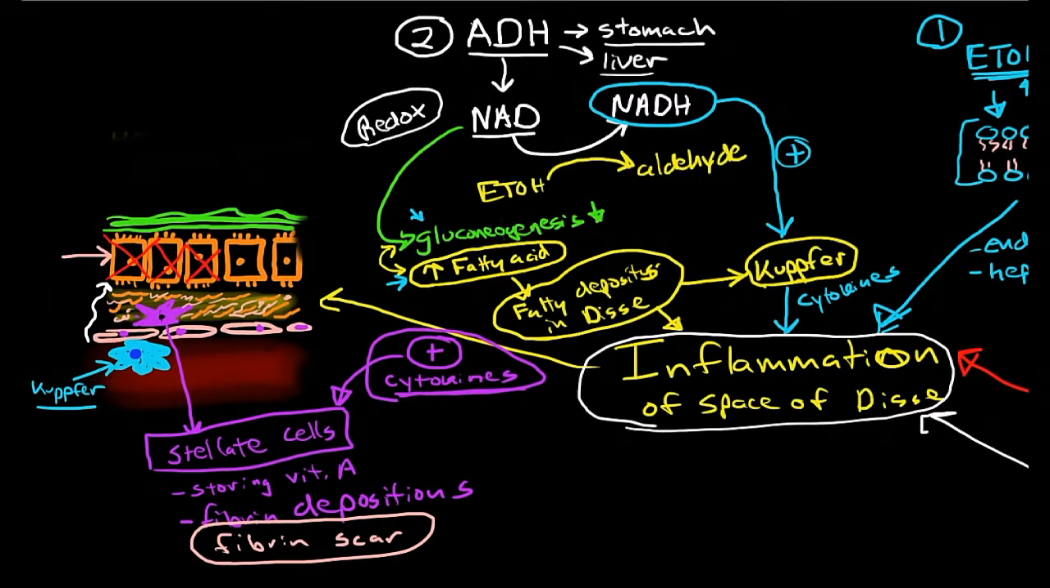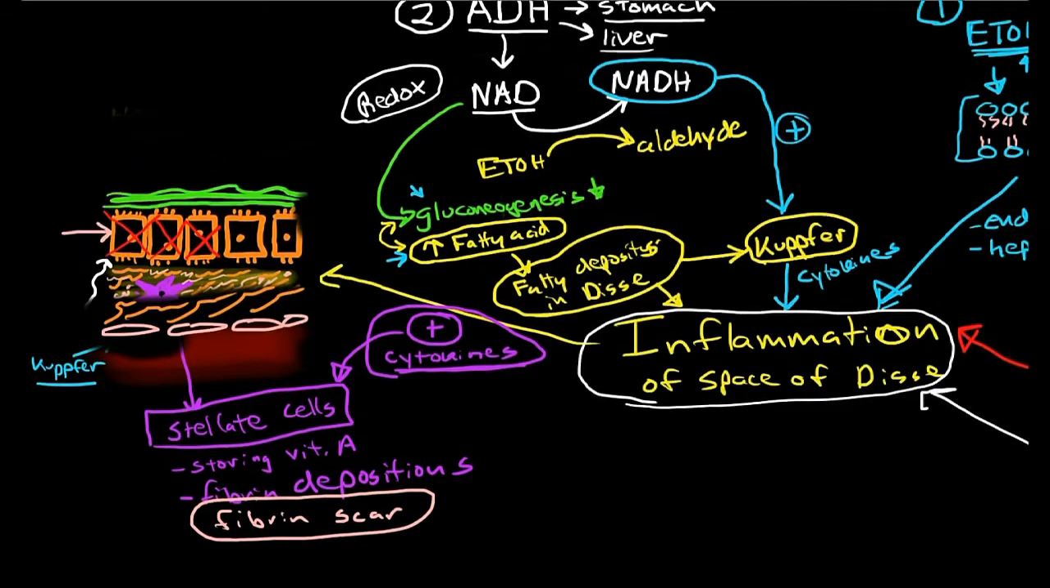And number two, the space of Disse actually gets bigger and thicker because it's filling up with this overgrowing, hyperactively growing scar. So what we end up doing is moving the entire system here, and we end up having a much bigger space of Disse that's filled with scar. And what that does is it narrows the lumen of the sinusoid considerably.